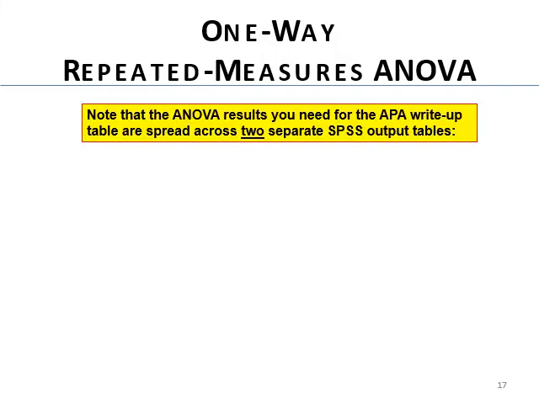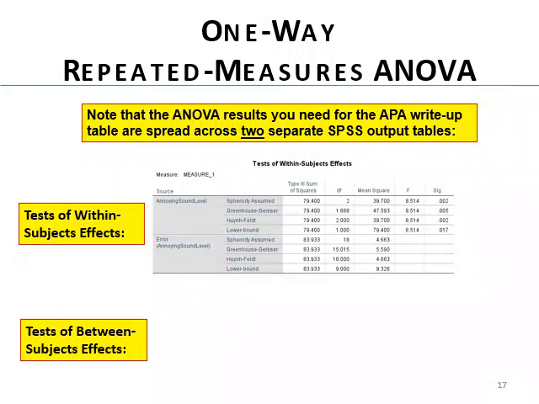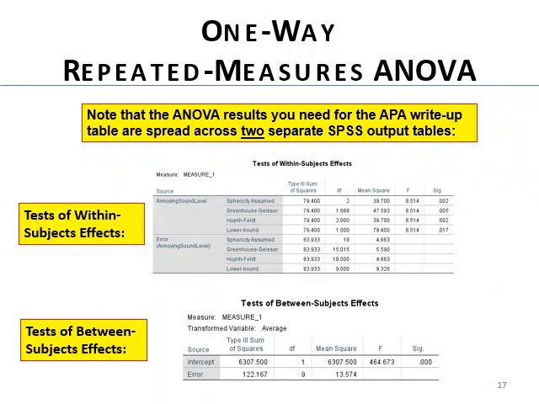So the ANOVA results that you need for your APA write-up, as I said earlier, are spread across two separate SPSS output tables. You've got one called tests of within-subjects effects. That's the one we were looking at earlier. You need that one. And then there's also later on this other little table called tests of between-subjects effects. That's where that between error is at, the 122.167. So you've got to find both these tables on your output in order to complete your ANOVA summary table.